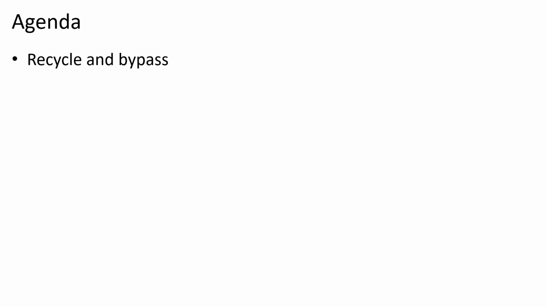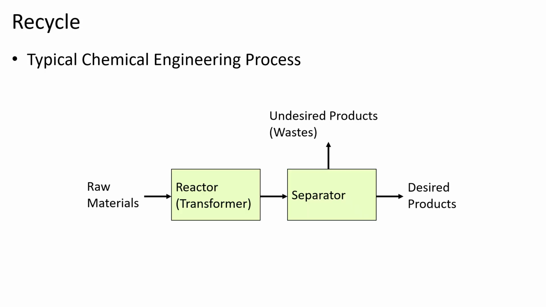In this lecture, we'll be talking about recycle and bypass streams and chemical process flow diagrams. Earlier in the class, we talked about the standard or typical chemical engineering process flow diagram. It's reproduced here. In a typical chemical engineering process, raw materials are fed to a reactor or transformer in which the raw materials are converted into a product of higher value, a product that's used to fulfill some human need.